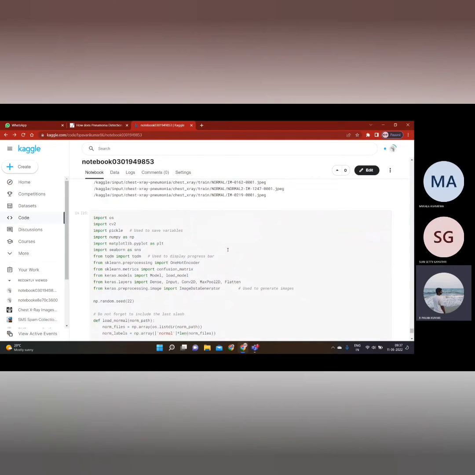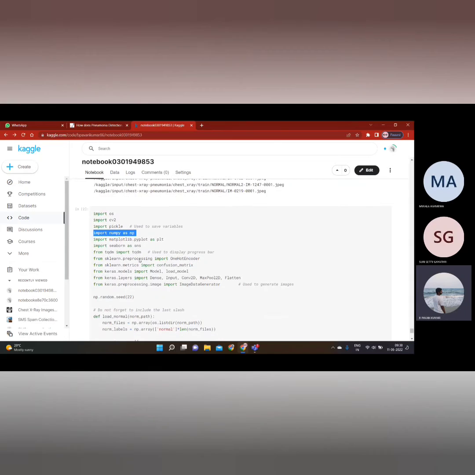Here the starting step is to import libraries. Matplotlib and Seaborn for data visualization, sklearn and Keras for modeling and evaluation metrics, CV2 for data processing, OS for accessing data directories, and NumPy and Pandas for processing. And we go to the data pre-processing.